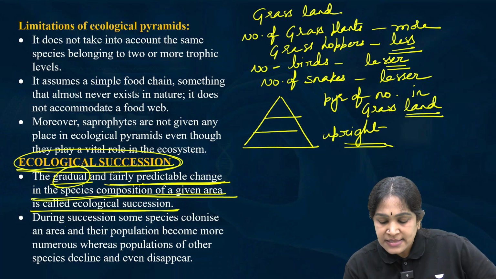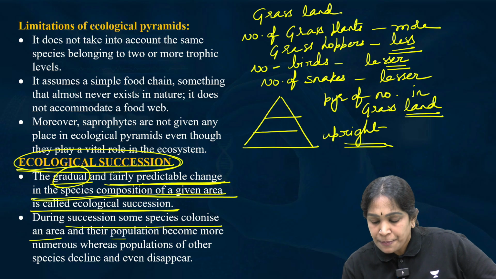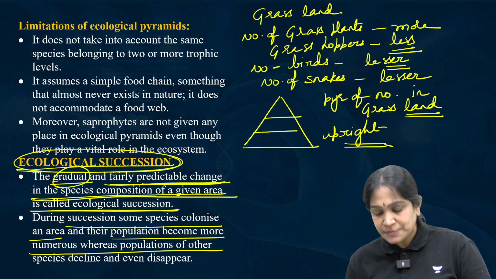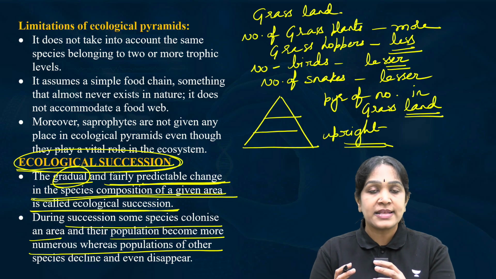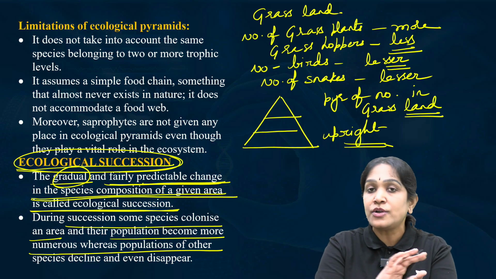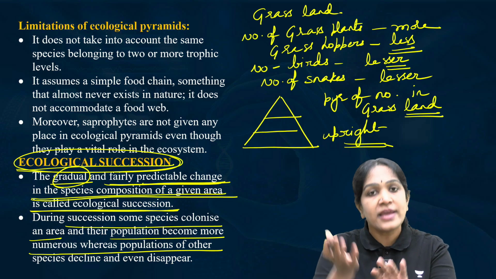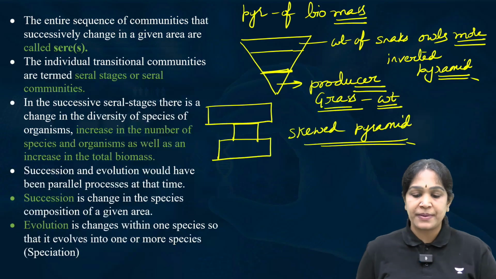During succession, some species colonize an area and their population becomes more numerous, whereas the population of other species will decline or disappear. It means every organism which arrives here need not be successful in the succession. Some of them will grow in number, the others will decline or disappear.